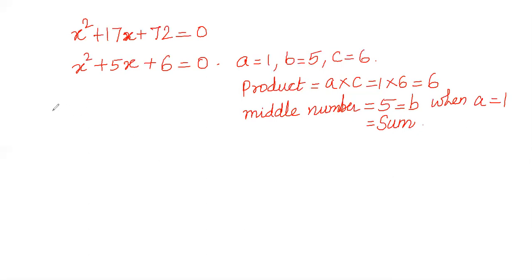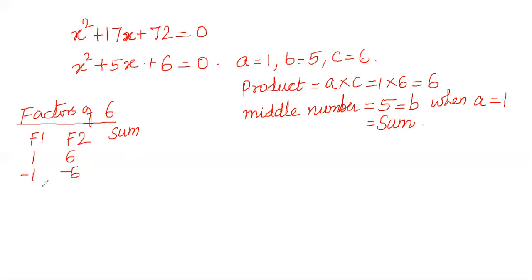So now I take the factors of 6. What are the two factors of 6? I am taking factor 1, factor 2 and their sum. So 1 and 6 are factors. When you multiply two negative numbers, it is positive, so negative 1 and negative 6 you can also write. The product is 6. So 2 and 3, negative 2 and negative 3.